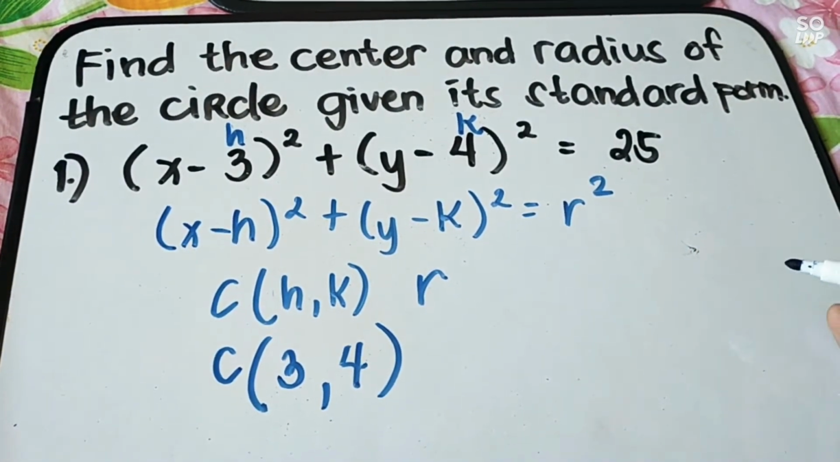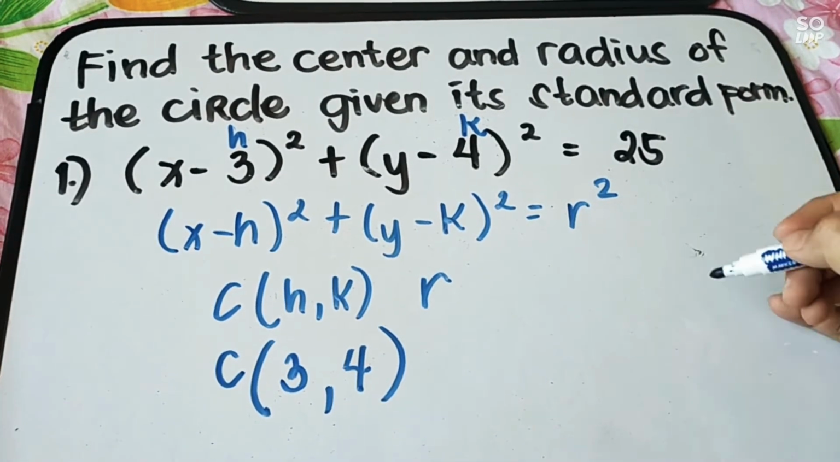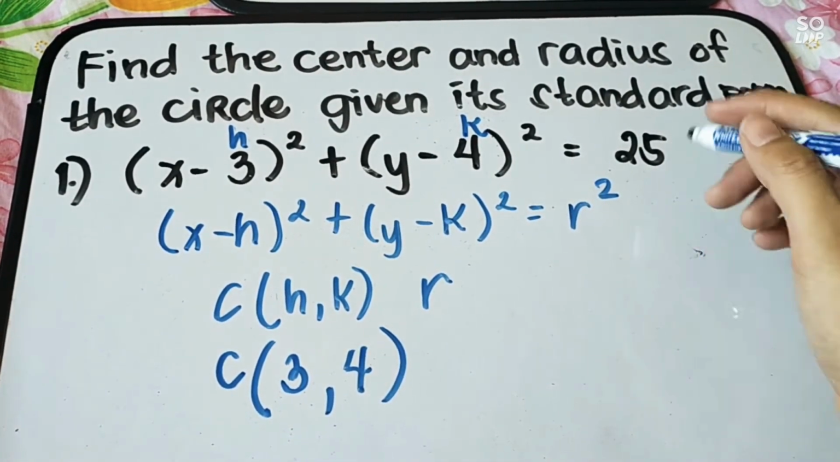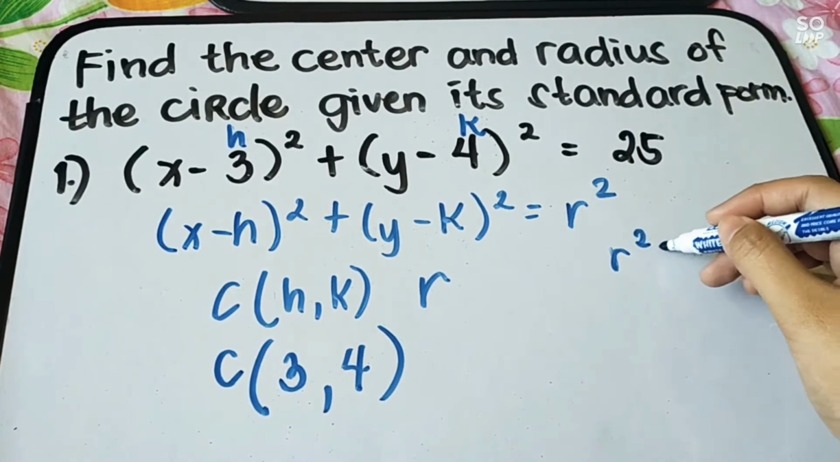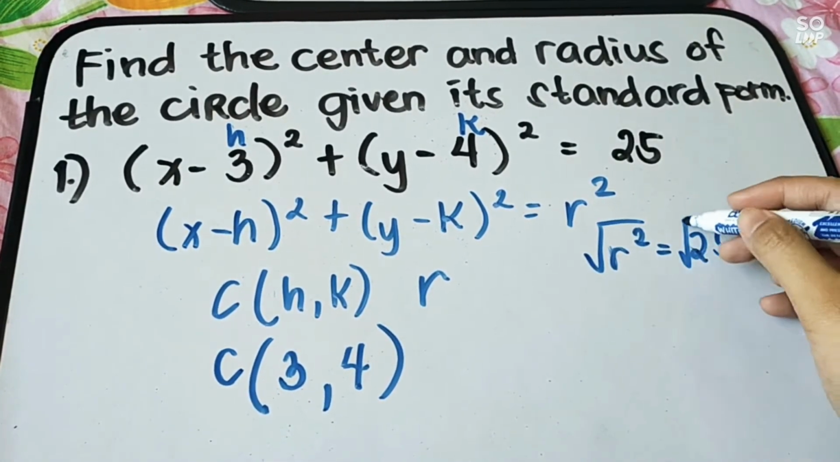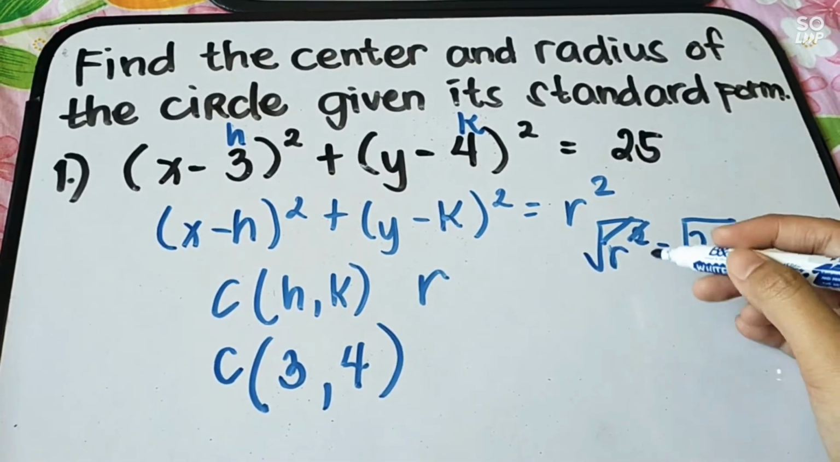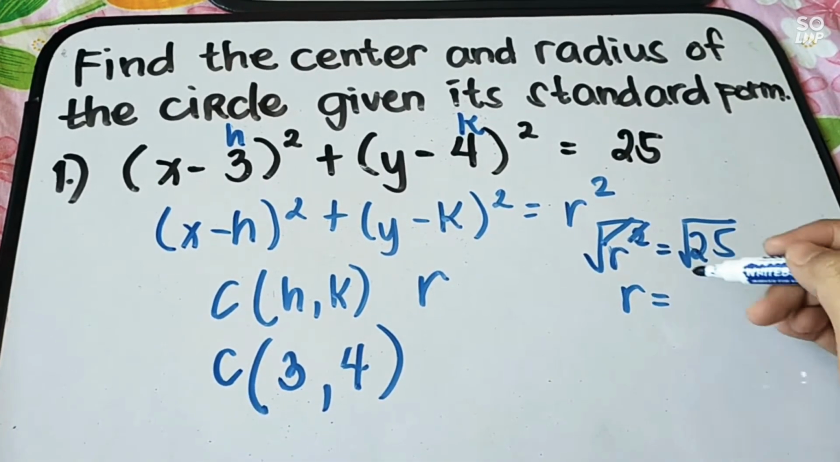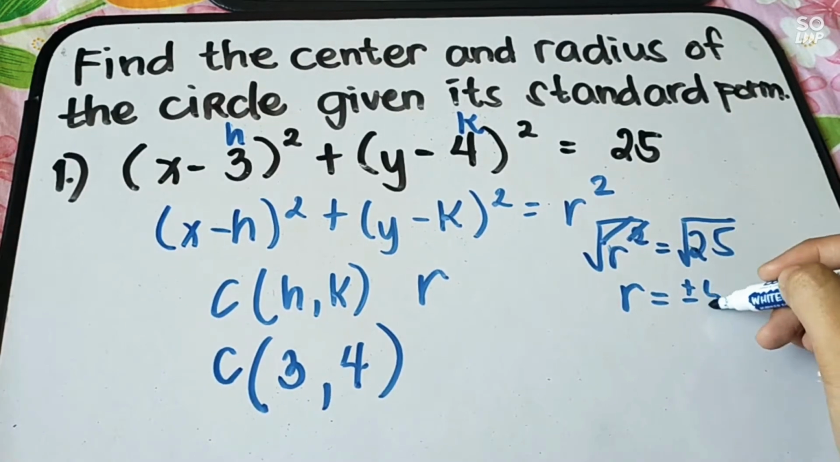Next, r. Paano mo naman makukuha si r? So, how will you get it? So, r squared ay equal kay 25. So, r^2 = 25. Solve for r. Square root both sides. Cancel with squared, square root, then r na lang matitira. Ang sagot dyan is positive and negative 5.